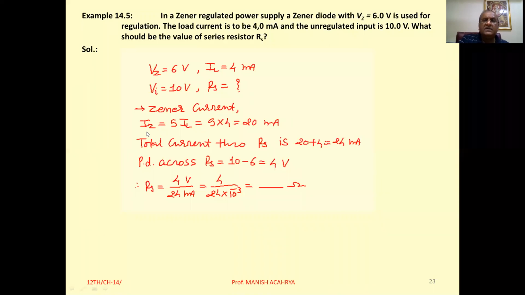Normally, Zener current is taken large compared to load current. And normally it is taken 5 times. So here load current is 4 milliampere, so Zener current is taken as 20 milliampere. Just remember this thing to solve any problem related to Zener.